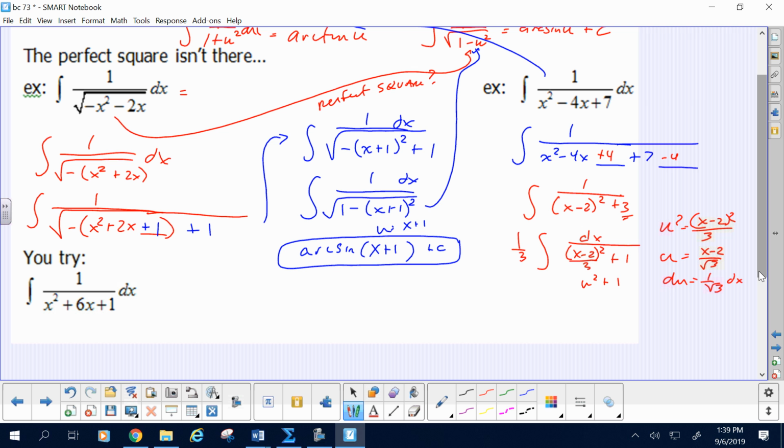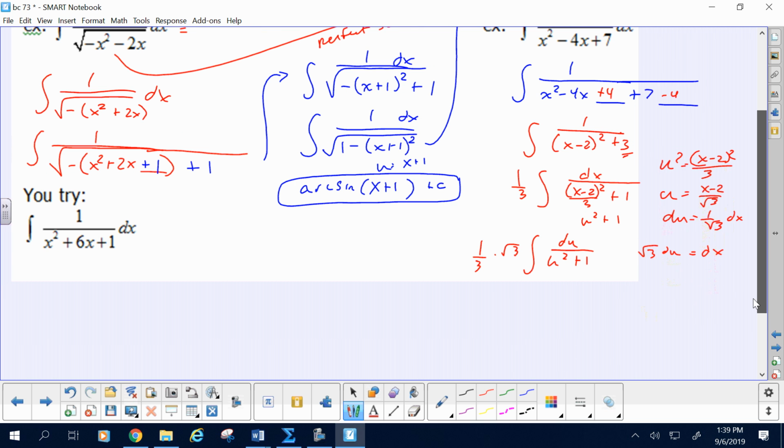Are you tracking with me here that the du matters? So when I go to substitute, I have the 1/3, it's cool, but that dx is actually root 3 du over u squared plus 1. So the antiderivative is actually root 3 over 3 arctangent of u, which is x minus 2 over root 3. I was way too cavalier with the du and the dx. Okay?